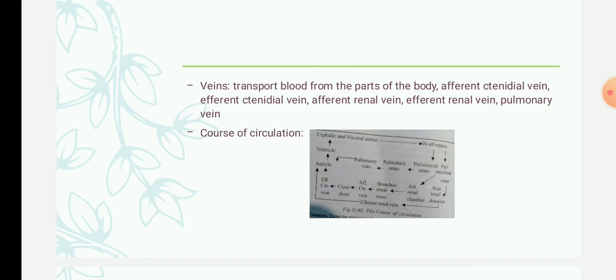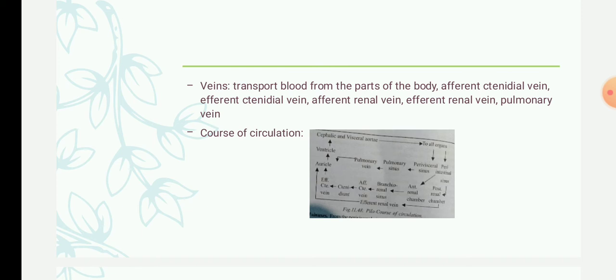Wherever 'afferent' is there, the afferent tenadial vein and afferent renal vein carry impure blood. And the efferent tenadial vein, efferent renal vein, and pulmonary vein carry pure, or oxygenated, blood. Now we will see the course of circulation.